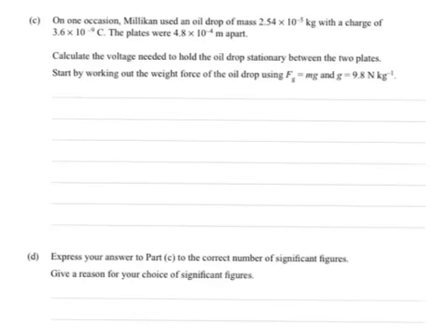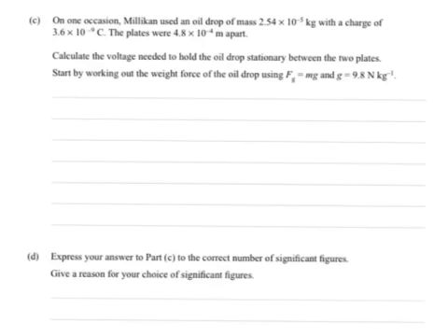On one occasion, Millikan used an oil drop of mass 2.54 times 10 to the minus 5 kilograms with a charge of 3.6 times 10 to the minus 9 coulombs. The plates were 4.8 times 10 to the minus 4 meters apart. Calculate the voltage needed to hold the drop stationary between the two plates.